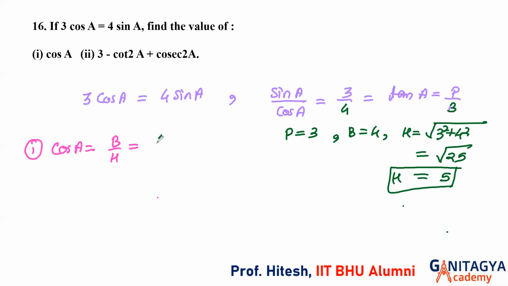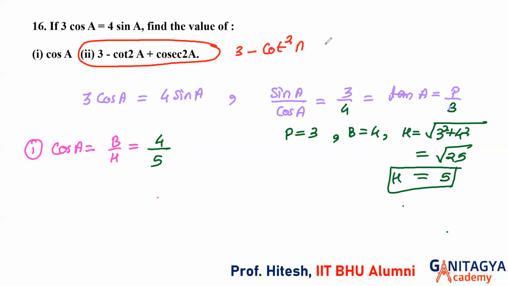So base is 4 upon hypotenuse. So hypotenuse is 5. 4 upon 5, very easy. Now second one, it is cosec square, na? It is 3 minus cot square A plus cosec square A. Directly you must tell the answer without any calculation. It is 3 plus 1, 4. Why it is so? I told you for second.